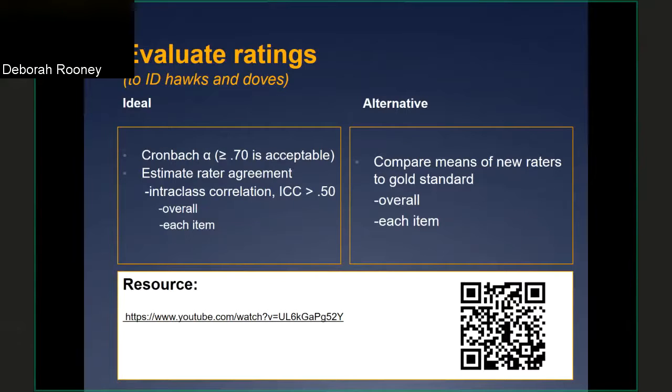Digging a little bit deeper into this, I know a lot of people are not very comfortable talking about statistics, but it's really not too tough. In an ideal world, at a minimum, we want to look at Cronbach's alpha, which is a correlation coefficient.